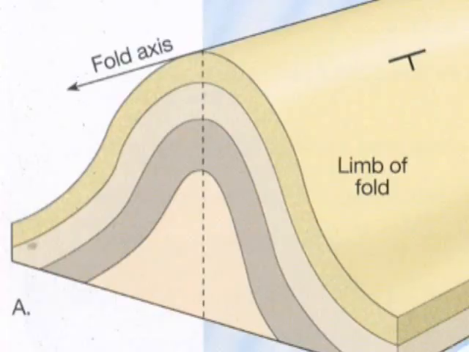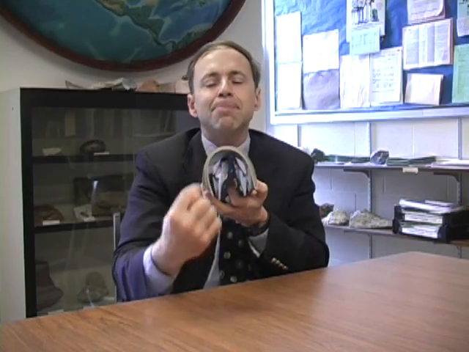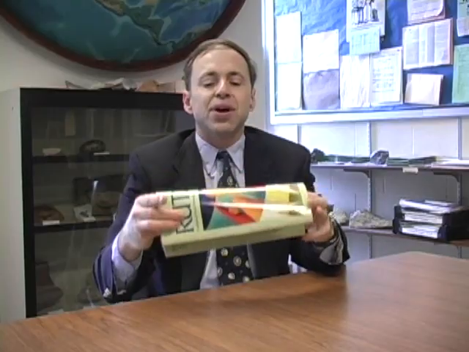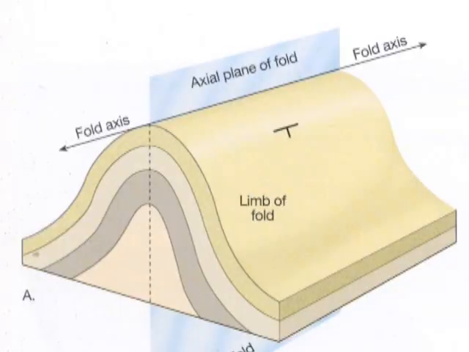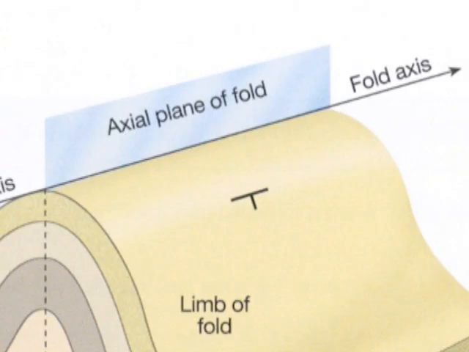We also can split that fold right in half, almost like it's a mirror image across that line I'm putting there. So everything on this side is perfectly balanced by something on the opposite side from it. That is what is called the axial plane. In addition, if we turn that fold sideways, we can see that we have a line right down the top of the fold. Okay, and that is what is called the fold axis. So we have all of these different components to the fold.